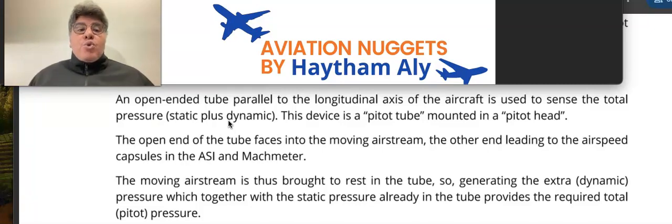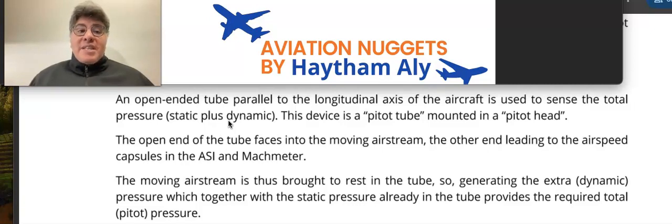So in order to give the instrument the dynamic pressure, we cannot measure the dynamic pressure directly, but we can measure total pressure when we have the airstream coming to rest. So this pressure at the stagnation point is the total pressure, dynamic plus static.